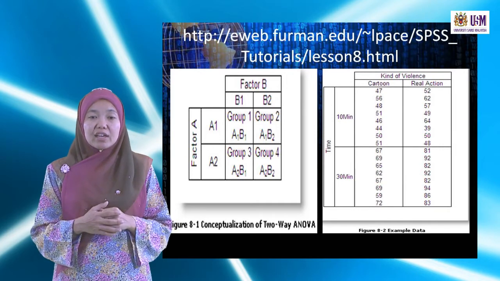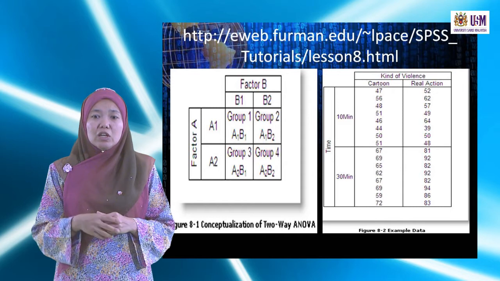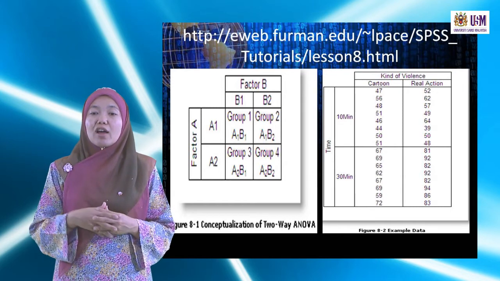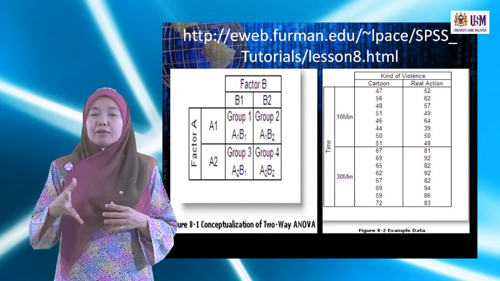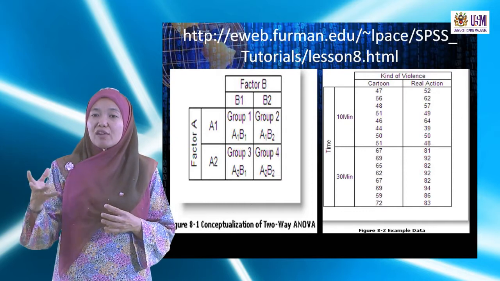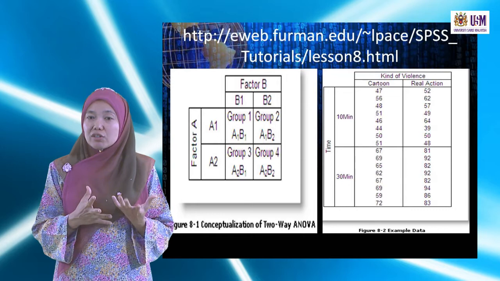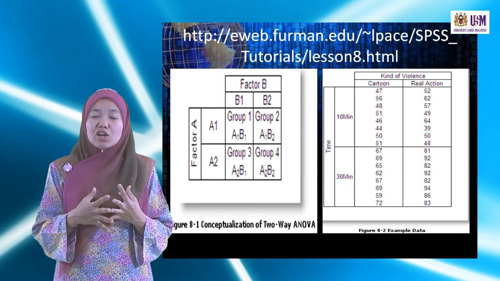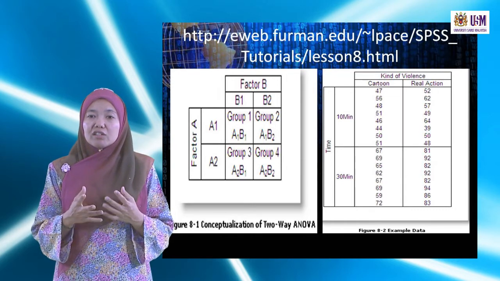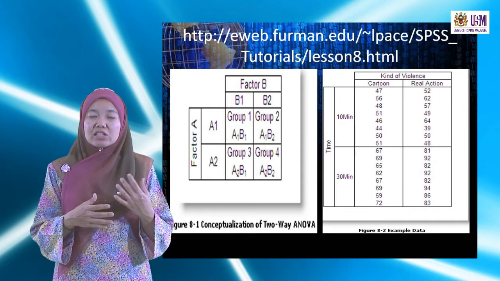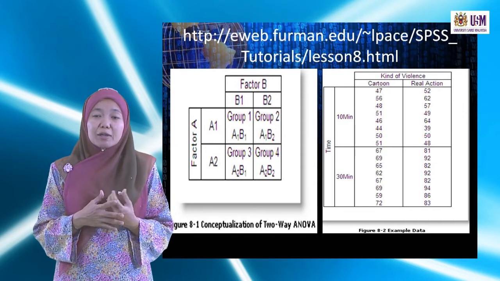And then you have the actual data. On the right-hand side of the screen, you have example data. So factor B can be in terms of the kind of violence. Here we are talking about watching television for kids. This is research into the effect of watching television on kids, in terms of their behavior, in terms of their character perhaps.